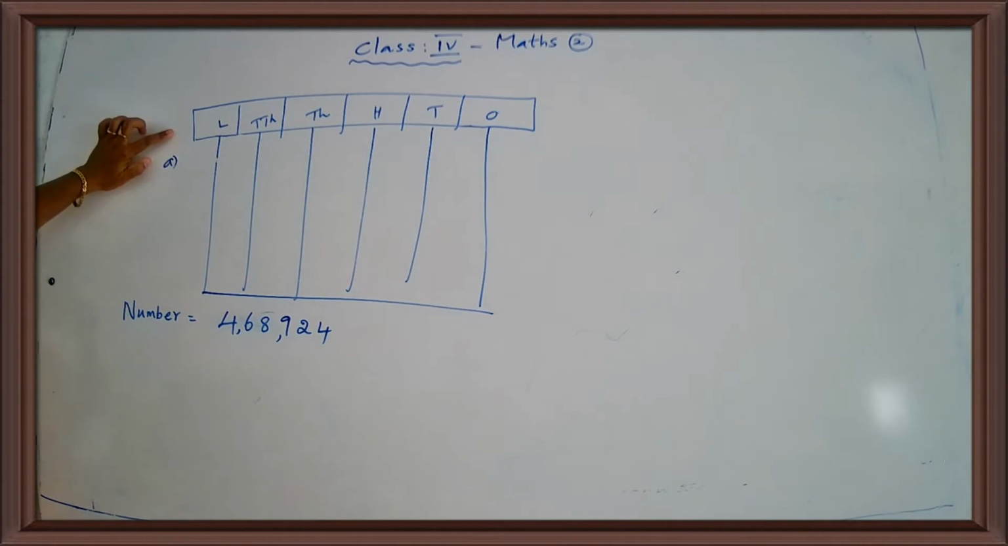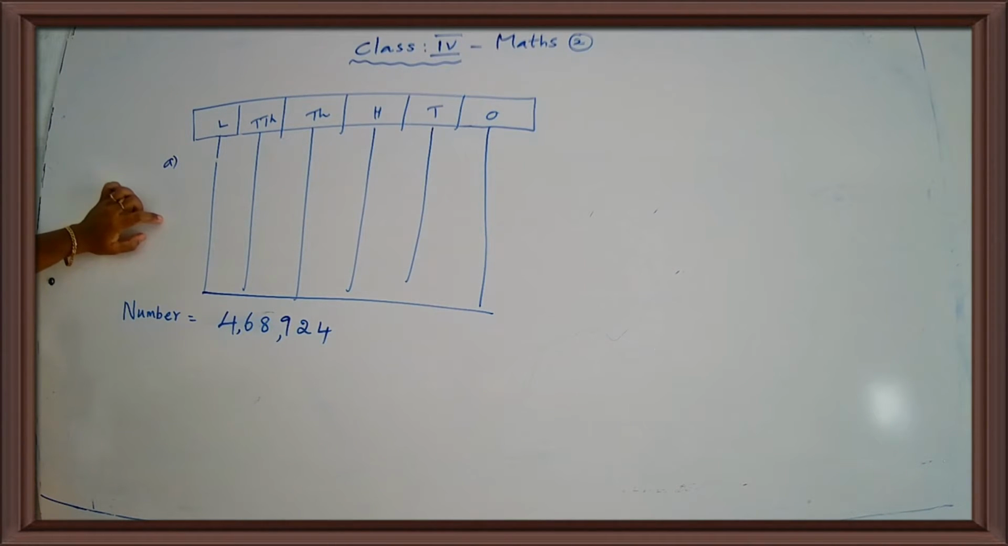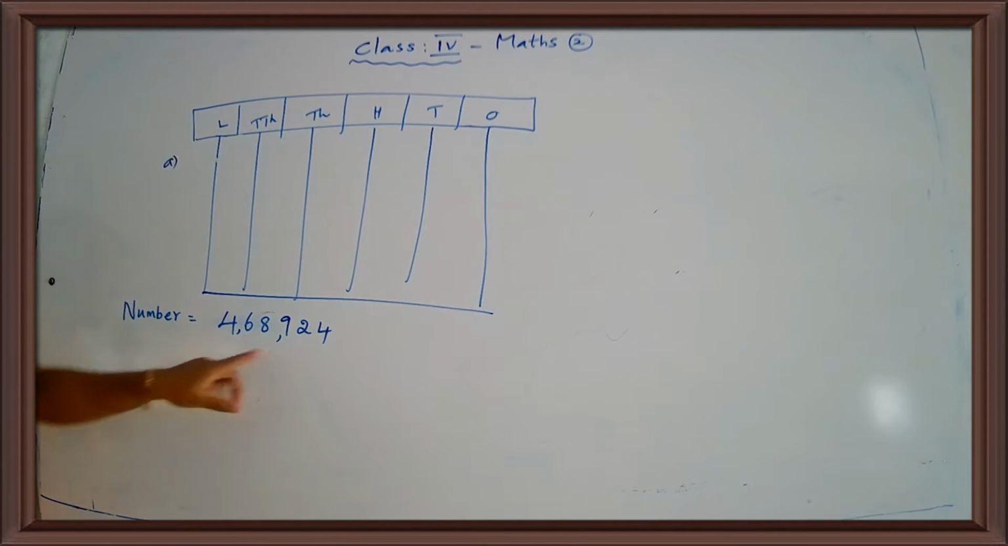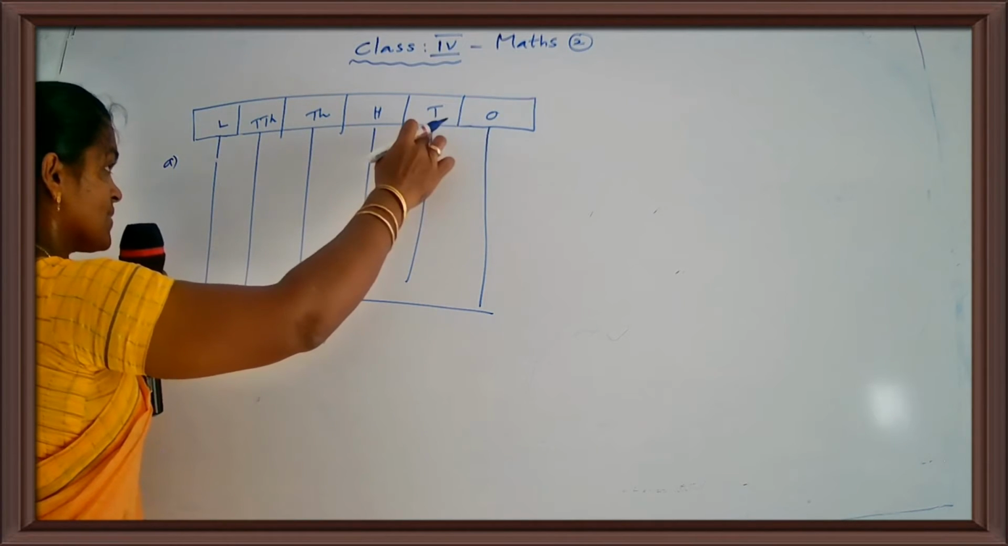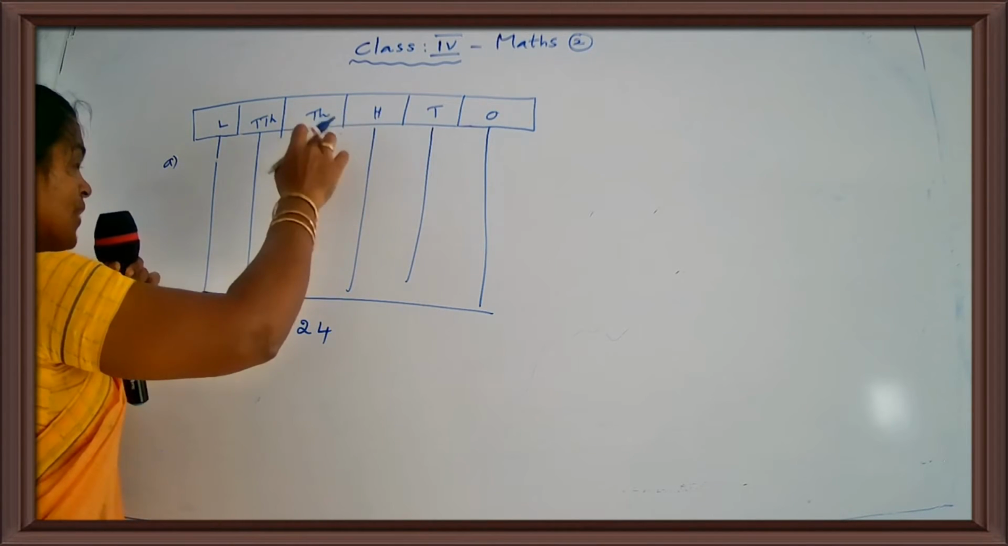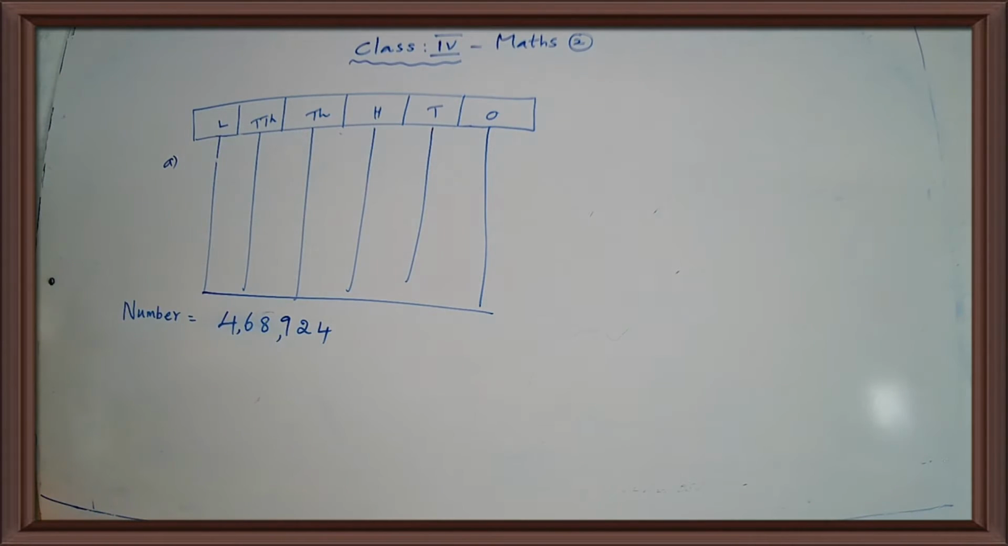Okay, so now you listen. Your question is draw beads on the abacus to show the number. So first of all you draw the beads on the abacus. Here your number is 4,68,924. Now how many beads to put on the ones place? This is ones place, tens, hundreds, thousands, ten thousands, lakh. So now you draw the beads on the abacus table.